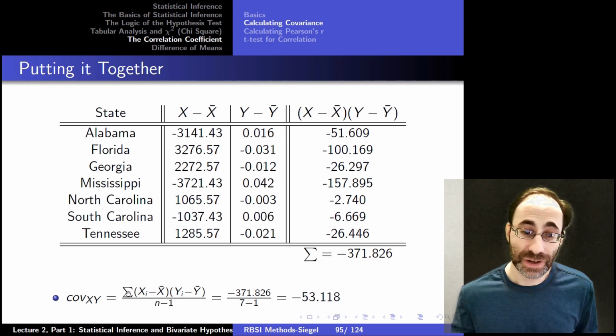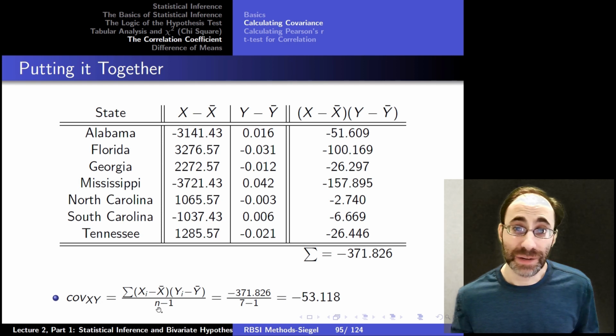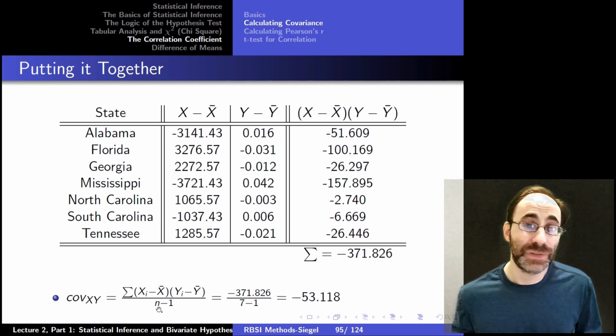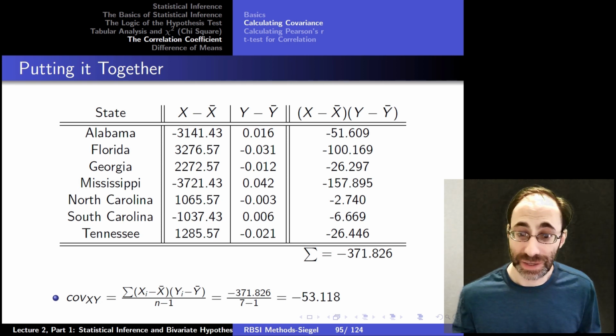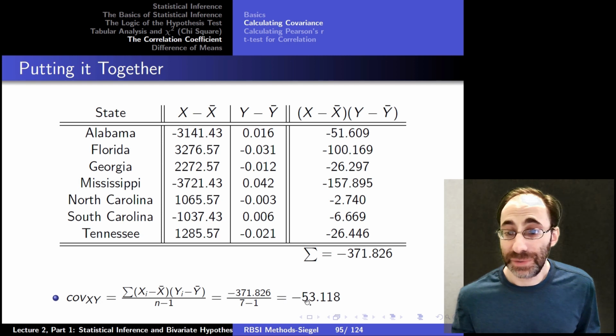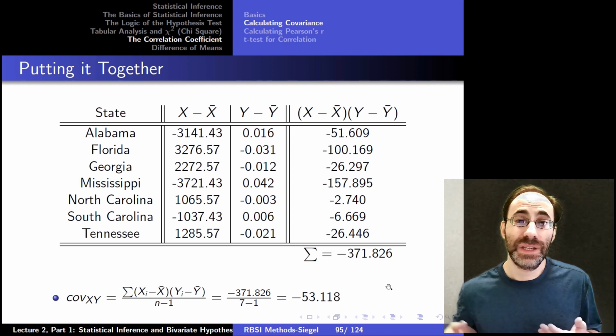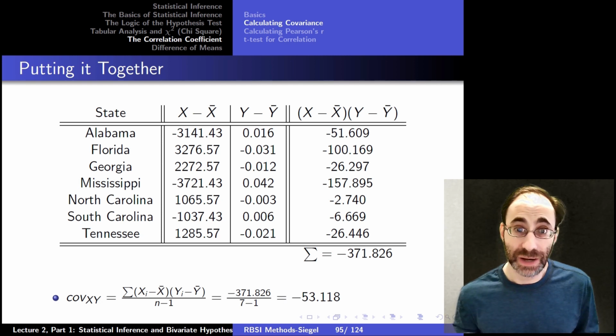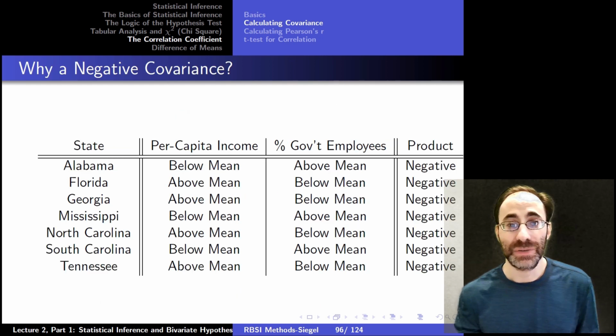The covariance is calculated by taking that sum and dividing by n minus 1. The minus 1 is for the same reasons we discussed before for the sample variance, because you lose 1 degree of freedom by fixing the mean, and you get negative 53 approximately. Okay, and this is the sample covariance of the data between x and y.